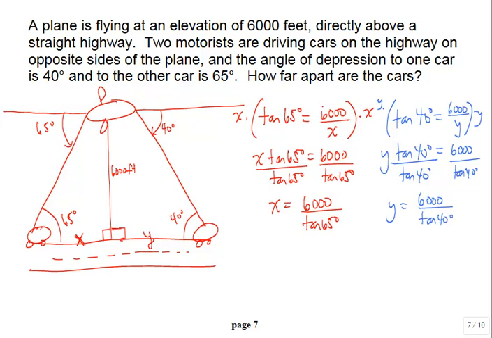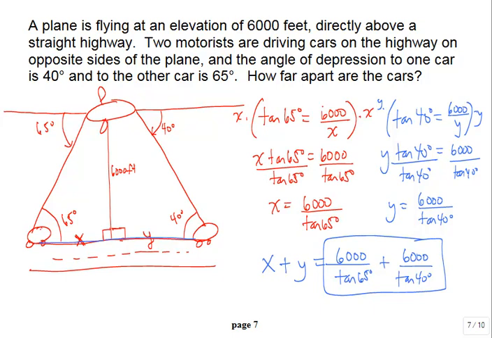What are we looking for? How far apart are the two cars? So we want this whole distance plus this whole distance. So we're trying to figure out what x plus y is. So we need to know what 6,000 divided by tangent of 65 degrees plus 6,000 divided by tangent of 40 degrees is. So I'm just going to type all of this into my calculator and get an approximation.